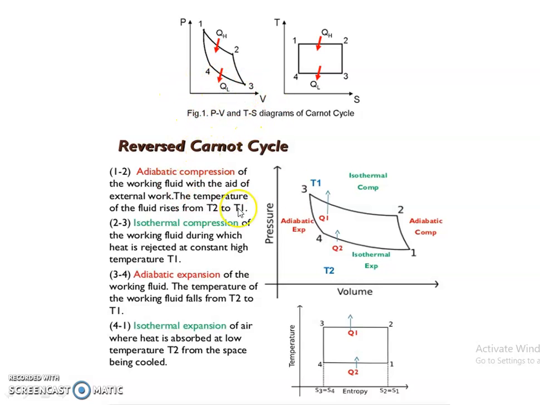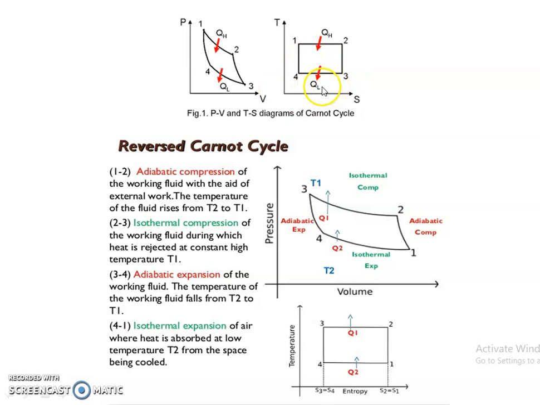From process 1 to 2 is an adiabatic compression process. From process 2 to 3 is an isothermal heat addition process. From process 3 to 4, isentropic expansion process. From 4 to 1, that is a constant temperature heat rejection process. Now we transfer the Carnot cycle to the TS diagram.